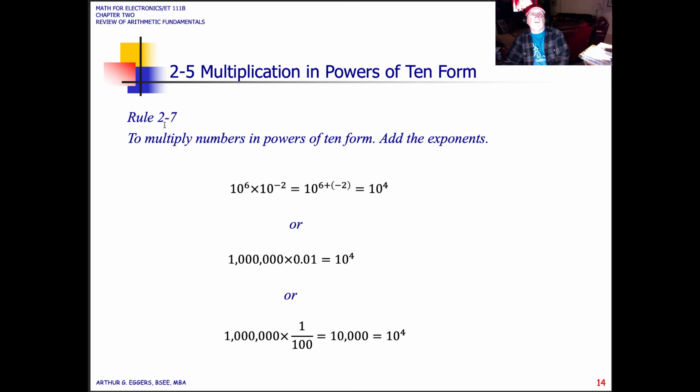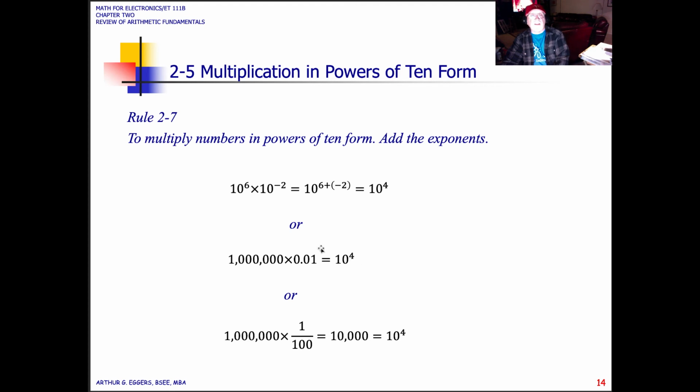Rule 2.7, to multiply numbers in powers of 10 form, we add the exponents. So in this case, since the base is 10 and 10, it remains the same, we can simplify this by adding 6 and minus 2 together to get 10 to the 4th. If we look at this in terms of a fraction or a decimal, we can see the same thing applies. Multiplying 1/100th times 1,000,000 gives us 10 to the 4th.